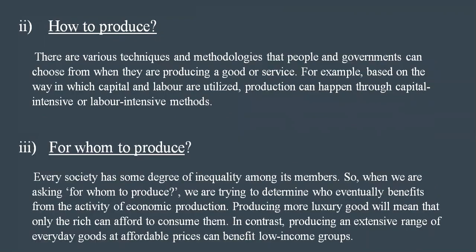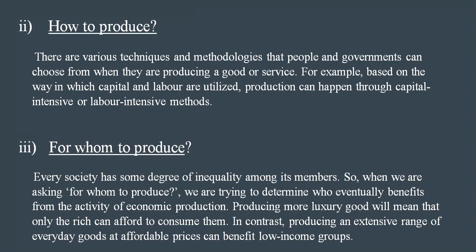The second point we discuss is how to produce, that is, how we produce goods. There are various techniques and methodologies that people and government can choose from when they are producing a good or service. For example, based on the way in which capital and labor are utilized, production can happen through capital intensive or labor intensive methods. In capital intensive methods, machinery and plants are used, whereas in labor intensive methods, physical manpower is used.